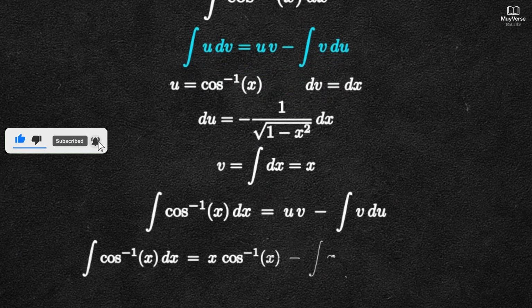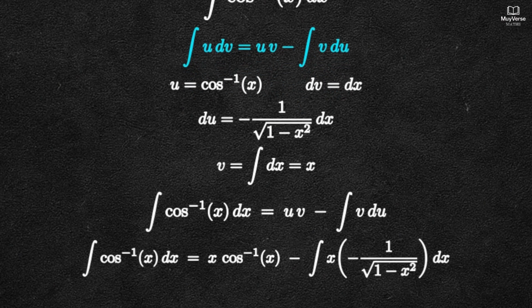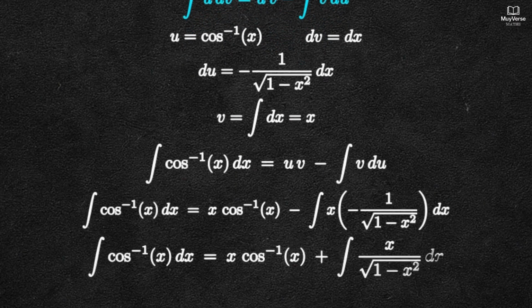That is x times arc cosine of x minus the integral of x times negative 1 over square root of 1 minus x squared dx. The two negatives make a plus, giving x times arc cosine of x plus the integral of x over square root of 1 minus x squared dx. Now we focus on the remaining integral.